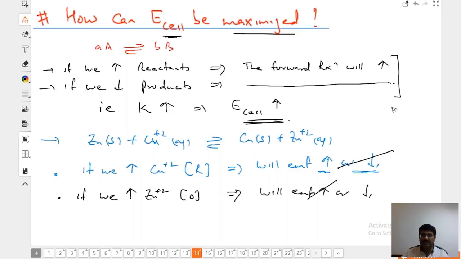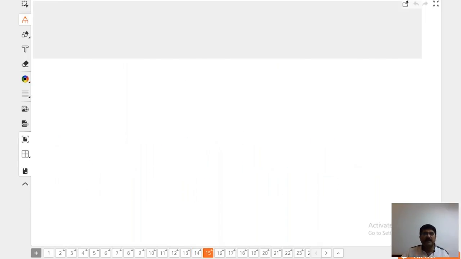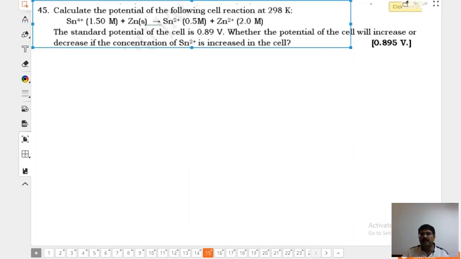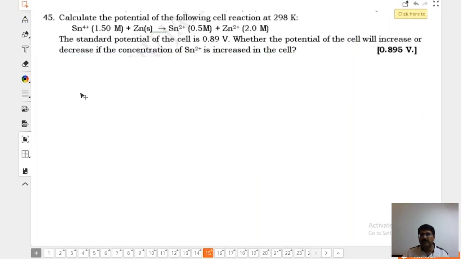By Le Chatelier's principle, whatever things push the reaction in the forward direction will increase the rate of reaction. This question is not from your NCERT, beta. Because increase in concentration of reactant pushes the reaction to the forward direction. That's the Le Chatelier's principle. So now, this question is not from NCERT, right?